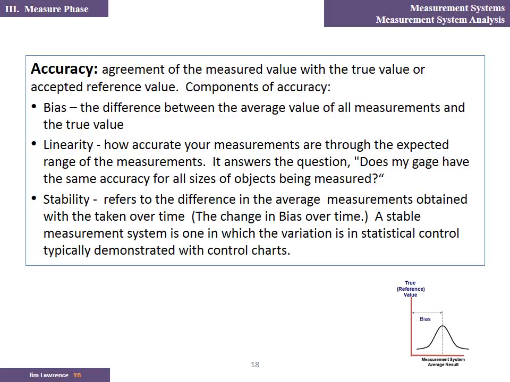Linearity is how accurate your measurements are through the expected range of the measurements. It answers the question, does my gauge have the same accuracy for all sizes of objects being measured? Stability refers to the difference in the average measurements obtained, taken over time. A stable measurement system is one in which the variation is in statistical control, typically demonstrated with control charts. So stability, you take a measure at one time and it's stable if over time you continue to get the same measurement.